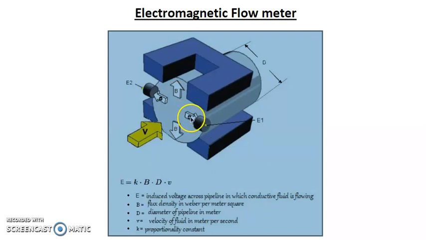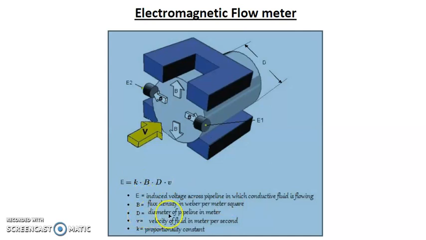This E1 terminal will be positive and this E2 terminal will be negative, and the formula is induced voltage E equal to K B d V. Actually, the general formula of induced voltage is B L V, where E is the induced voltage across the pipeline in which conductive fluid is flowing, and B is the flux density in Weber per meter square, and E induced voltage is measured in volts.